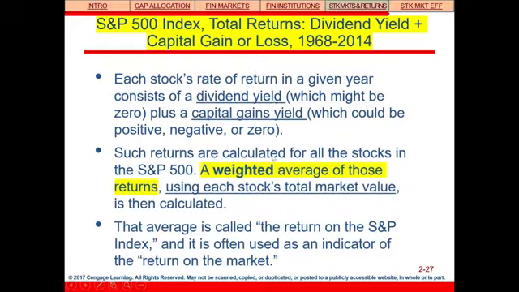And then such returns are calculated for all the stocks in the S&P 500. There are roughly around 500 stocks selected to calculate this index. And then you use a weighted average of these returns. What's the weight? The weight is each stock's total market value, to calculate the weighted average of this return, to calculate the market index. That average is called the return on the S&P index, and it is often used as an indicator of the return on the market. So the key thing here I want you to know is that S&P 500 or any other market index is actually a weighted average of the stocks' returns, and the weights are each stock's total market value.